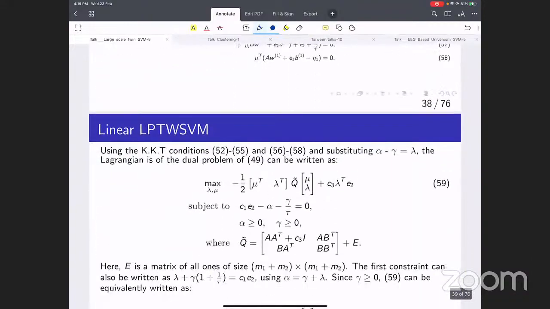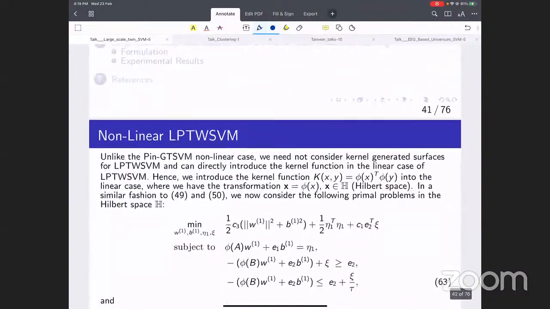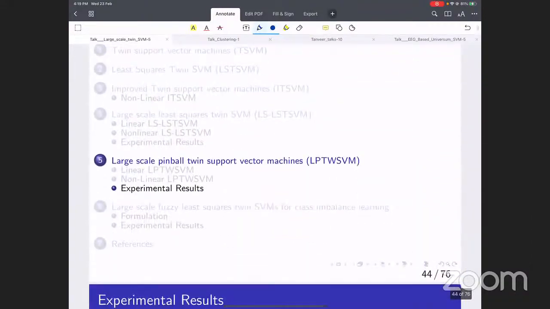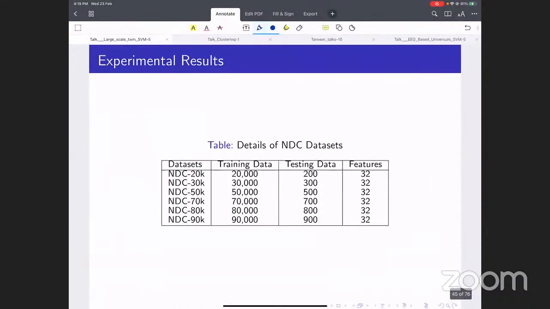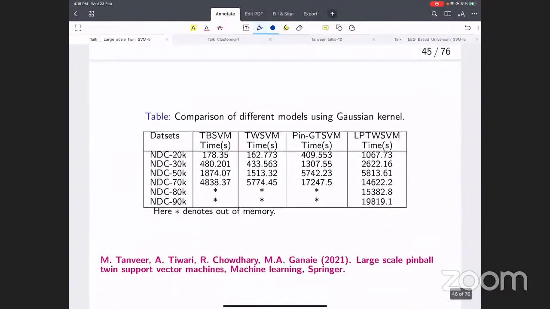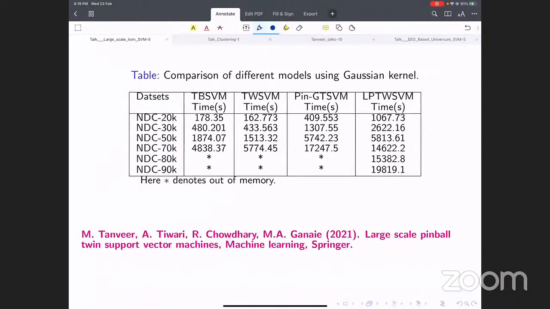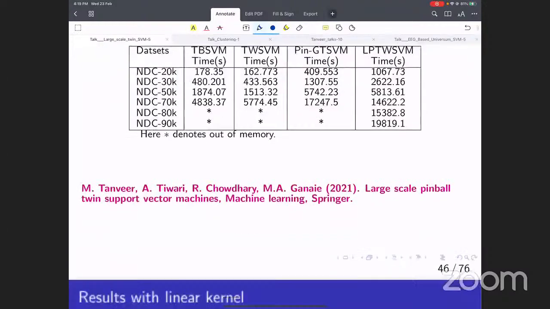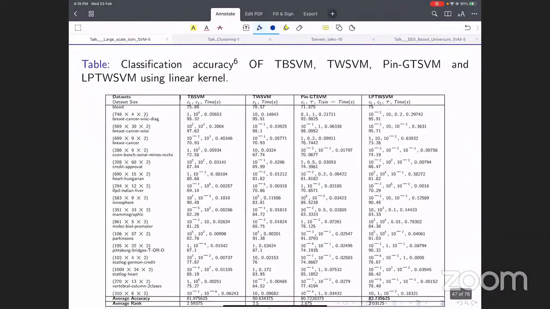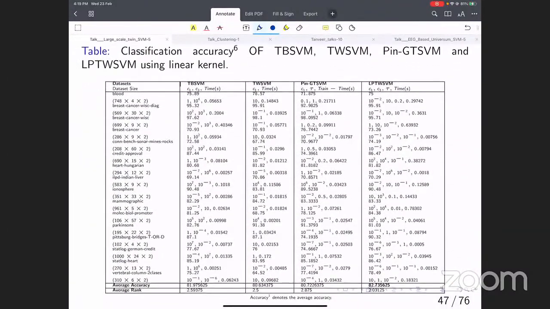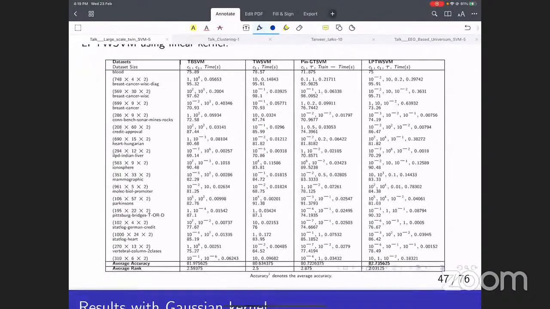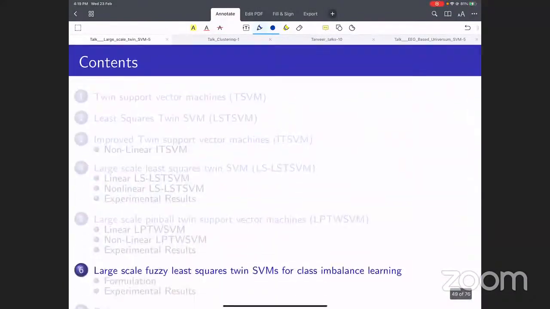And when we solve this problem for linear and non-linear cases, you can see the experiments. These are the experiments on some large scale data. You can see the time. We just compared the time, and you can see that the proposed idea is performing very well. We also did the same thing for smaller size data, and it is also performing well.